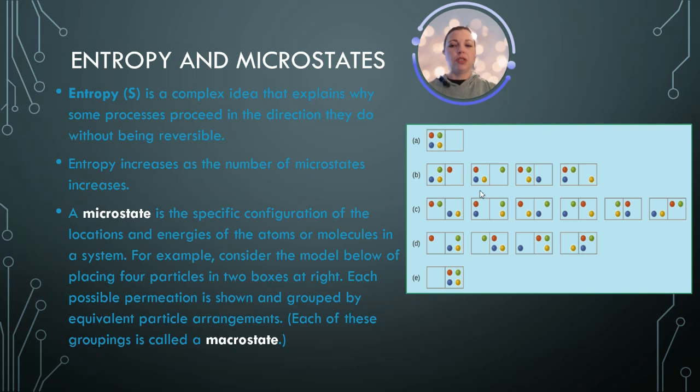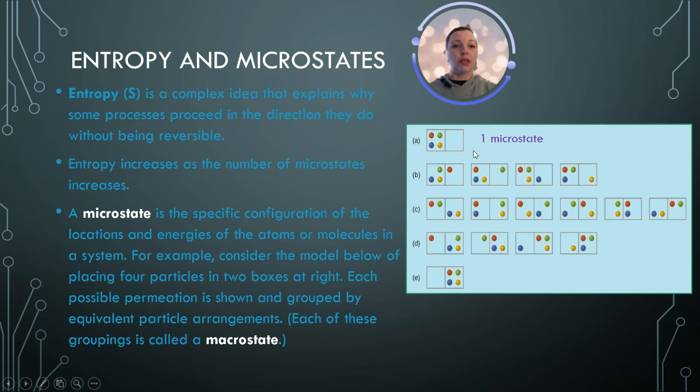Each possible permutation is shown, and then they're grouped by equivalent particle arrangement. For example, here's the number of possibilities of arrangements if you move just 1 particle into the second box. Here's the possibilities if you move 2 particles into the second box. Here's the possibilities if you move 3 particles into the second box. And then here's the final group of possibilities if you move all 4 into the second box. Each one of these groupings is called a macrostate. And so the macrostate with the highest entropy is the one that has the most possible arrangements.